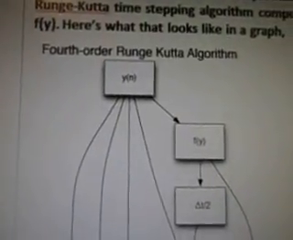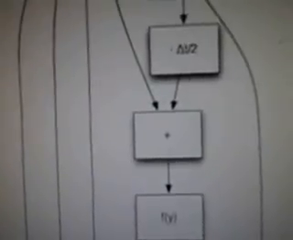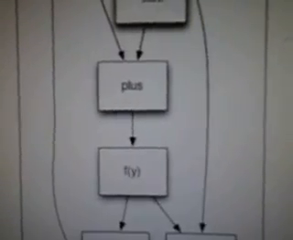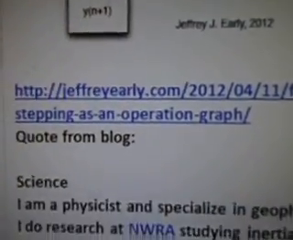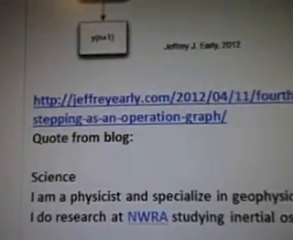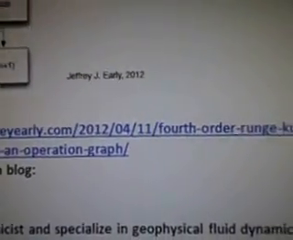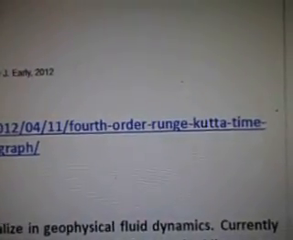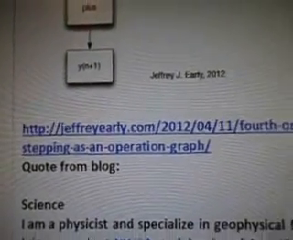This is the fourth order Runge-Kutta algorithm. And you can see this on the website, okay? I'm just going to show it real quickly to you. So it's just a step-by-step of this algorithm that they've been working on. Okay, and this is his website, jeffreyyearly.com. Okay, I'll just go slow here so you can write it down if you have to. And let's backtrack. There you go. Can you see that? Okay, good.